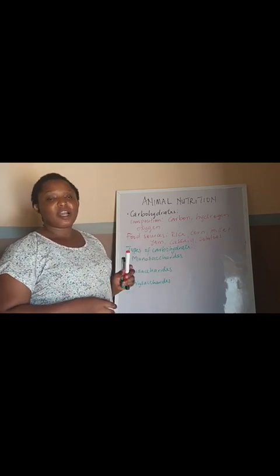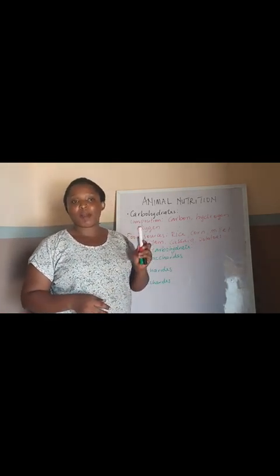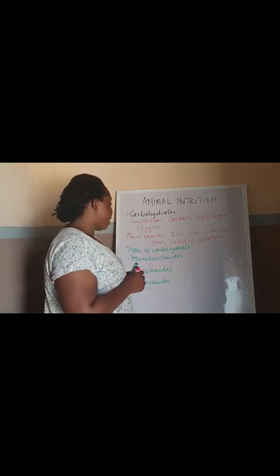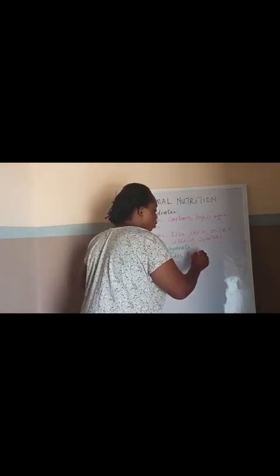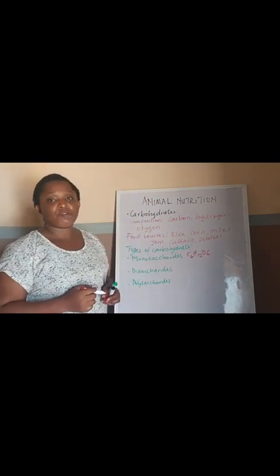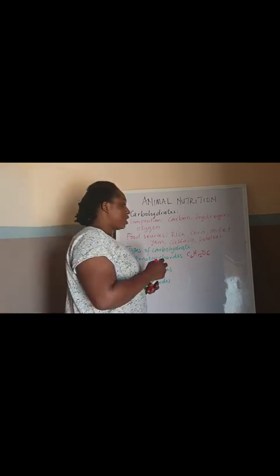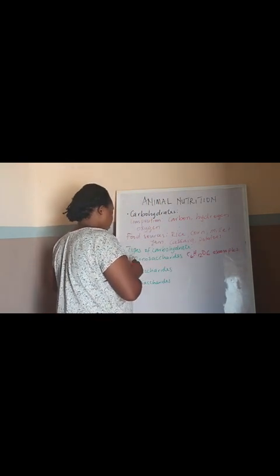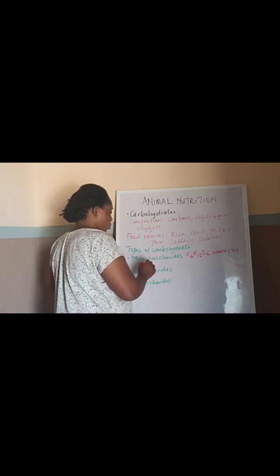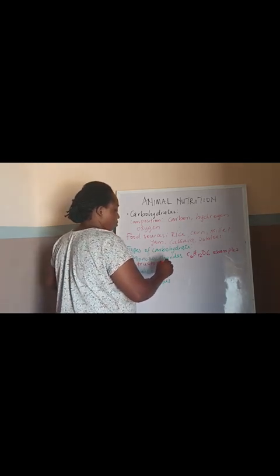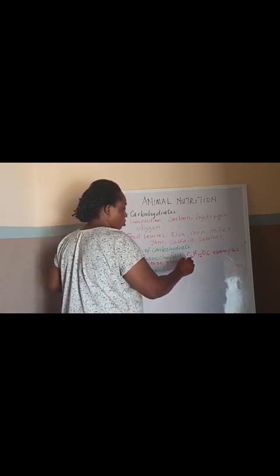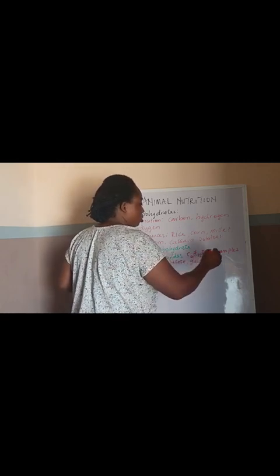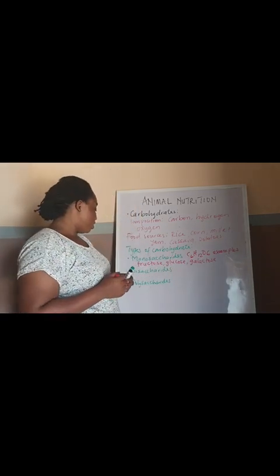Monosaccharides are simple sugars, simple carbohydrates, because they have only one unit of the carbohydrate. Their general formula is C6H12O6. Examples of monosaccharides are fructose, glucose, and galactose.